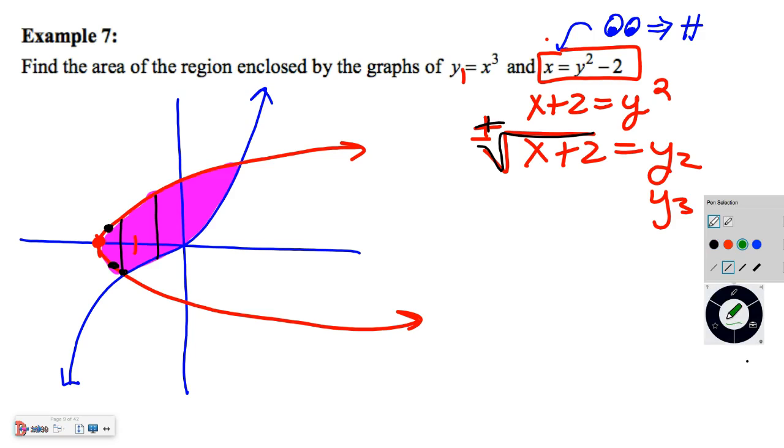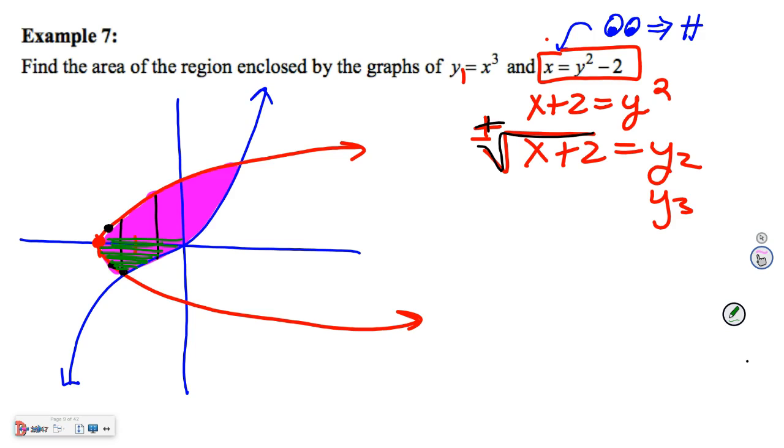Here's why. When I look at this sideways and I start coloring like this, who's always to the right? The cubic. Who's always on the left? The inverted quadratic, right? So I don't need to switch functions. It's blue on the right, red on the left. So I'm going to set it up that way. I'm going to integrate from, and I'm going to be going up the y-axis.